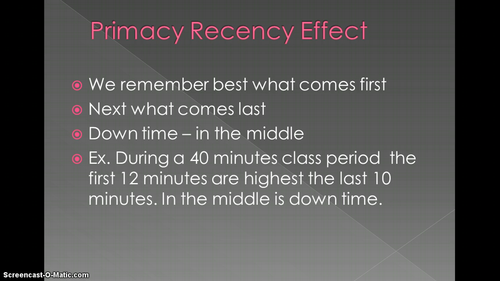Then the next highest point, of course, of retention is at the end of class. This may even be a good time to introduce new material for the following day's lesson. Defining a key concept or vocabulary word may work well.